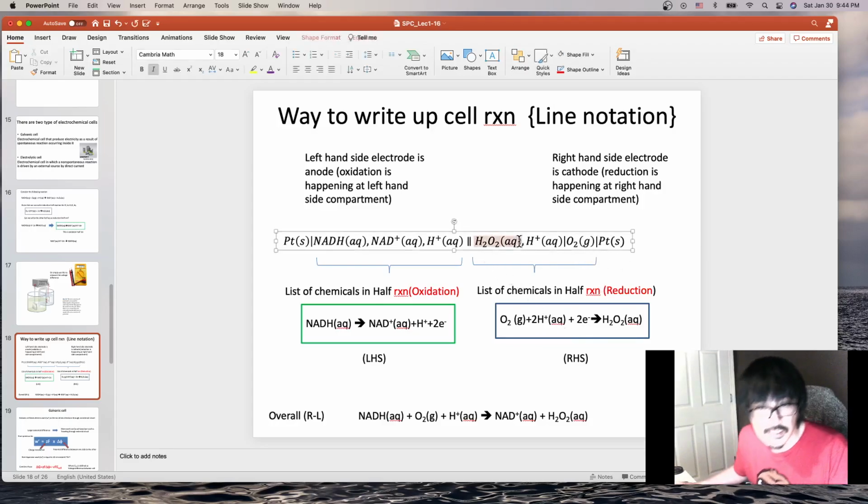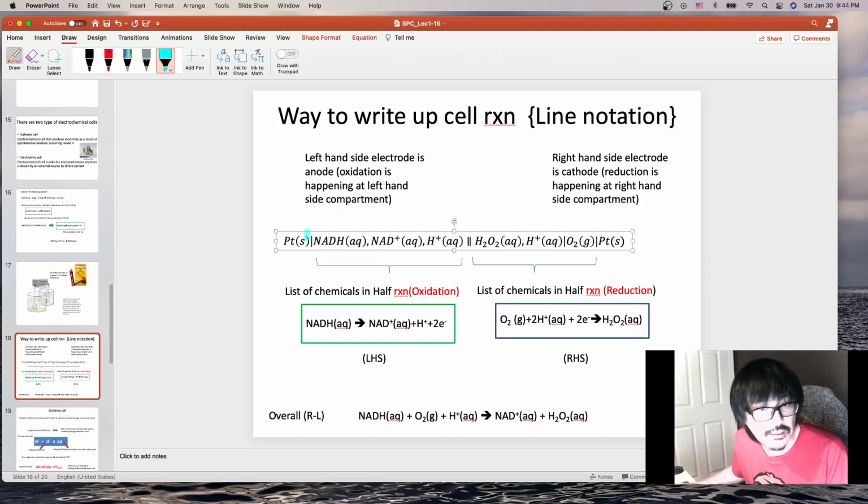All of these guys belong to, let me just use markers here, that's better. All of these guys are for that one, that's oxidation. Oxidation should be written on the left hand side, reduction should be written on the right hand side. Okay. So this equation right here pretty much explains everything. The overall reaction is this guy right here. Alright.